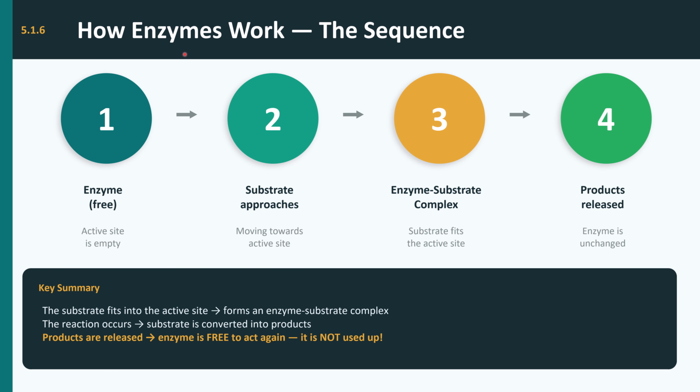5.1.6 again, how enzymes work, the sequence. Now let's break down the actual mechanics of a reaction. To understand how an enzyme functions, we look at it as a four-step sequence. You can think of this like a specialized assembly line, or in many cases, a disassembly line.